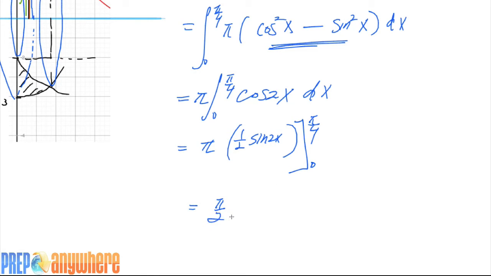So pi over 2. Let's plug in pi over 4 in there, and we get sine of pi over 2. And then plug in 0, you get 0. Sine pi over 2 is 1, so the whole volume is pi over 2, of course, units cubed.